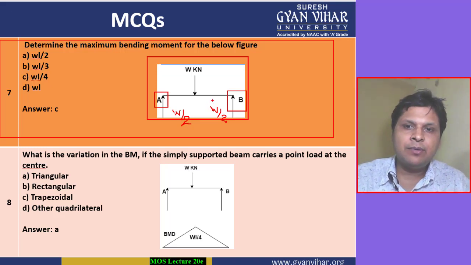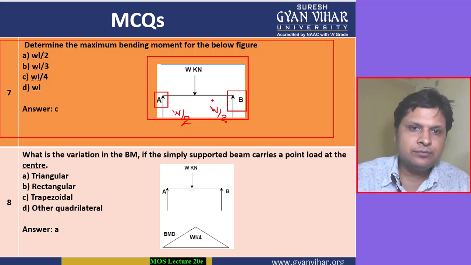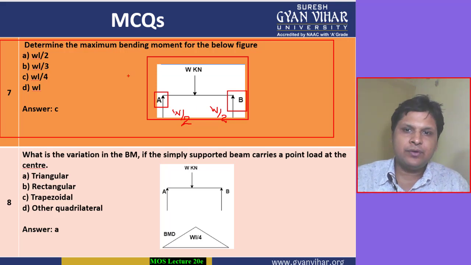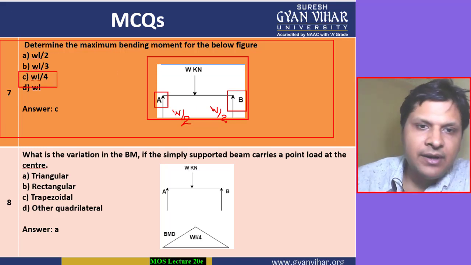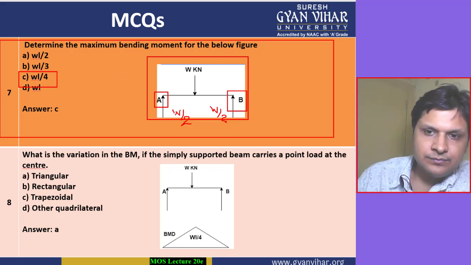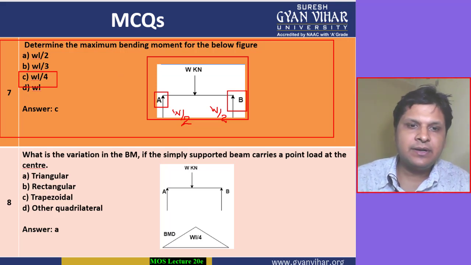The value will be W by 2 into L by 2. W by 2 into L by 2 means WL by 4. WL by 4 will be the maximum bending moment available at the center. All right, so C is the correct option.